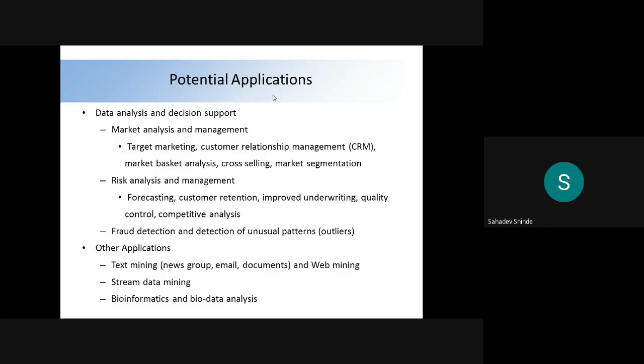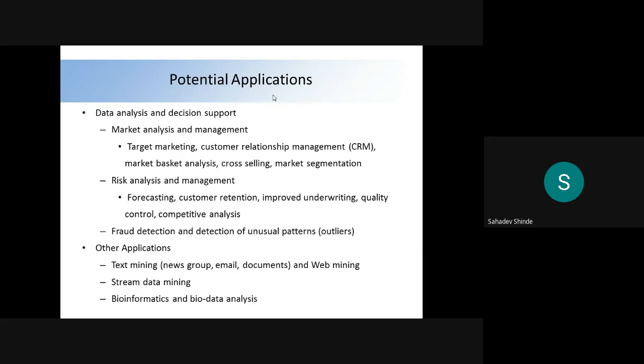Now, target marketing and customer relationship management, that is CRM, cross selling, and market segmentation. All these markets totally depend on data analysis and the decision support system. Amazon and Flipkart use the very important business intelligence concept. They read the mind of the customer based on the previous database.